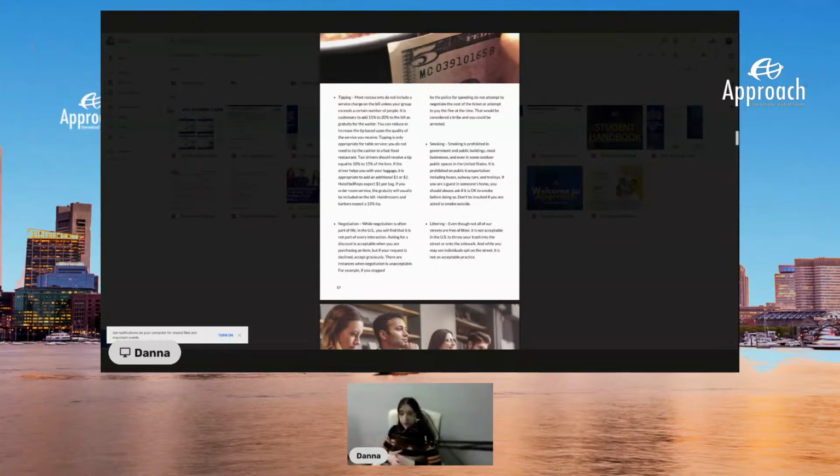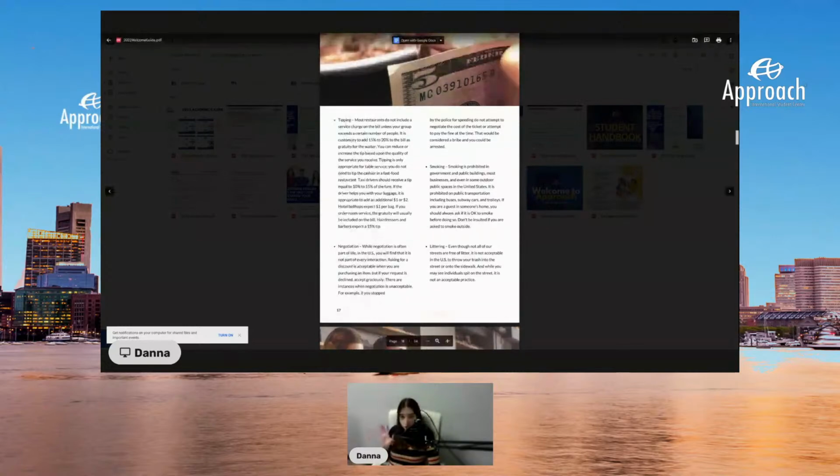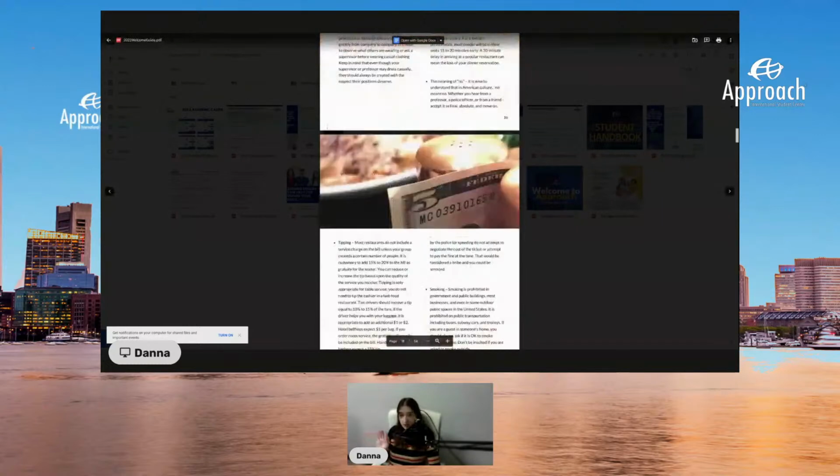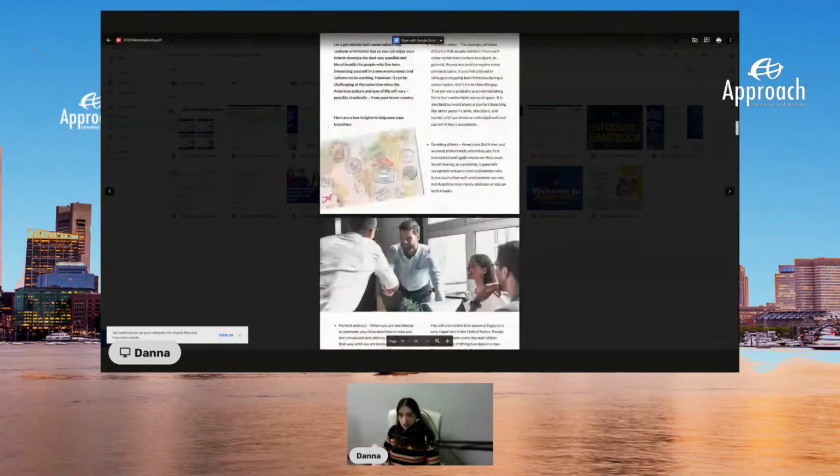It is also not acceptable in the U.S. to throw your trash into the street or onto the sidewalk. So please throw everything where it's supposed to go and recycle if you can. So those are a few customs and a few tips for being an international student and understanding a bit of U.S. culture.